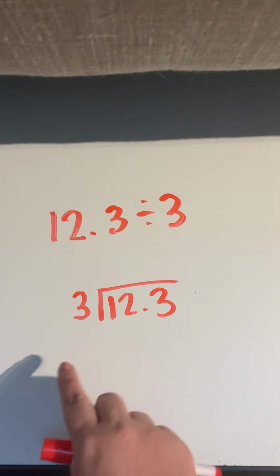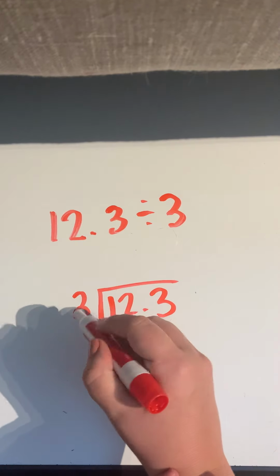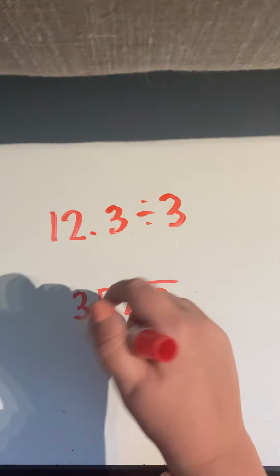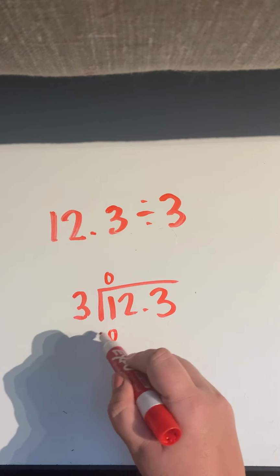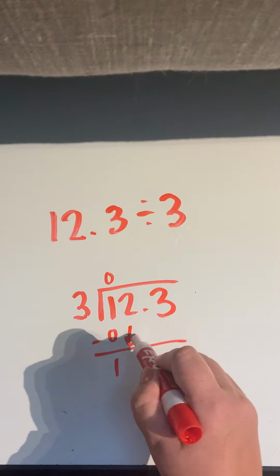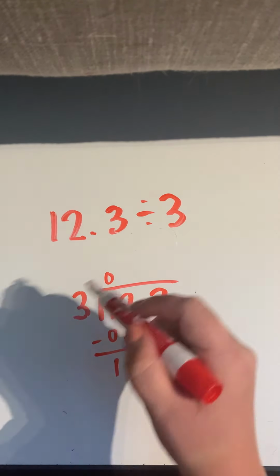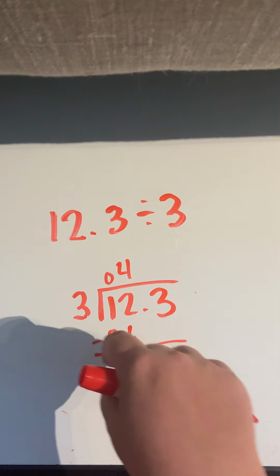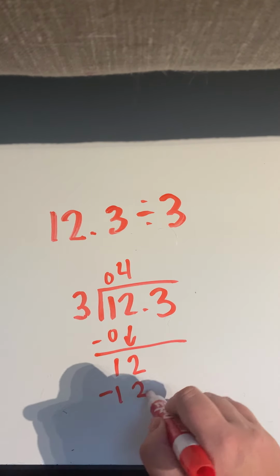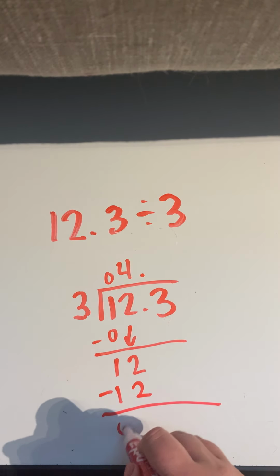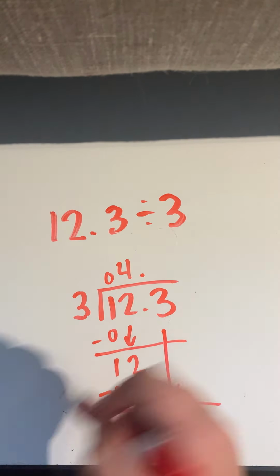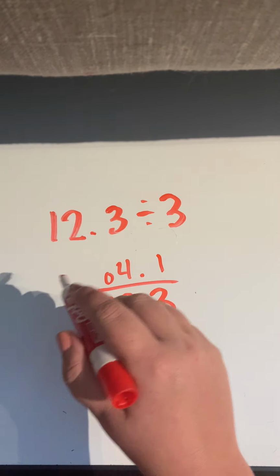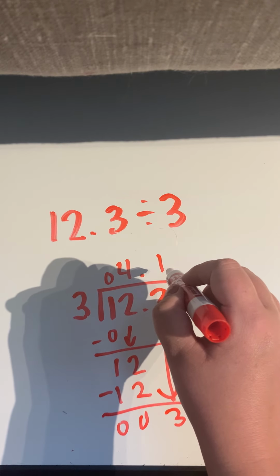All right, so what I'm going to do is I'm going to say, okay, 3 times what gets me close to 1, 0. Okay, I could do that. 0. Bring down my 2. 3 times 1 is 12. 4. And guys, you could have originally just said, okay, I know 3 times 4 is 12, and you wouldn't have had to do the 0. Okay, I'm going to put my decimal, just so I don't forget, and I'm going to bring down my 3. 3 times what gets me to 3? Good, 1. So my quotient is actually 4 and 1/10.